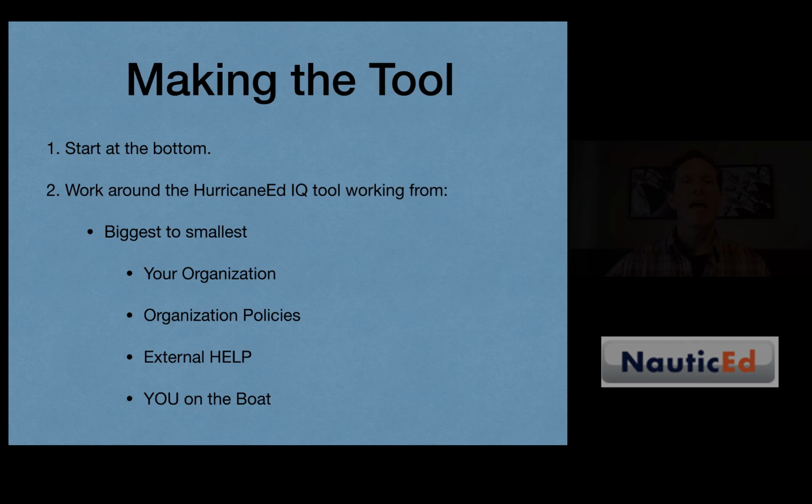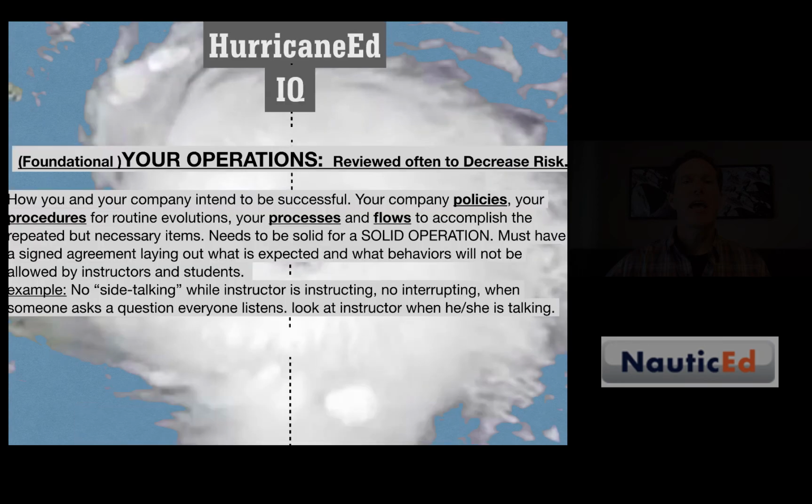Okay, we're going to start at the bottom. We're going to work around the HurricanED tool. We're going to go from biggest to smallest. We're going to start with your organization. Then we're going to cover your policies and some of your procedures. And then we're going to talk about how you can use external people to help. And then we're going to talk about you on the boat. That's all on there. This is a collection of all the resources and everything that's available to you every time you go out sailing, before you go sailing, while you're sailing, and after you go sailing, to use this cycle of managing risk. So starting at the bottom.